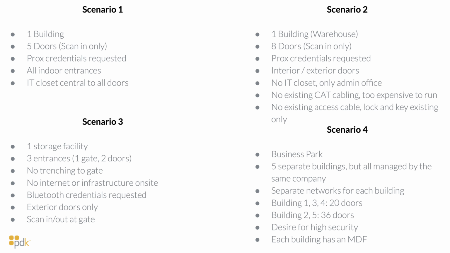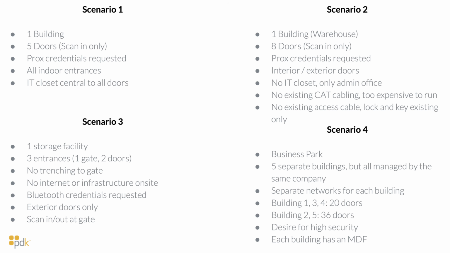same company. All right, so remember back to when we have multiple different networks within the same company. Remember what that meant. Separate networks for each building. Building 1, 3, and 4 have 20 doors. Buildings 2 and 5, there's no 6th, 36 doors total. They have a desire for high security, and each building has an MDF. All right, that means that they have somewhere central that they can install all of these devices.